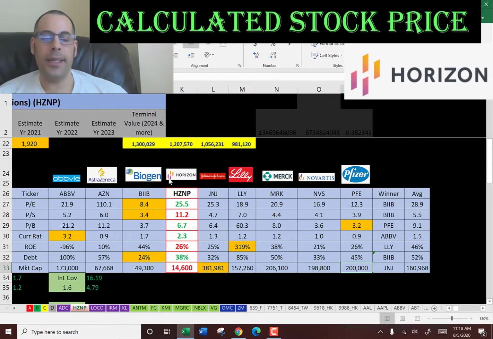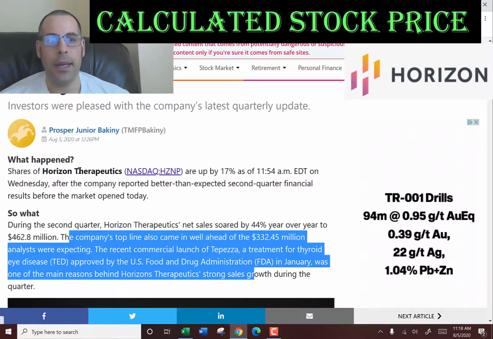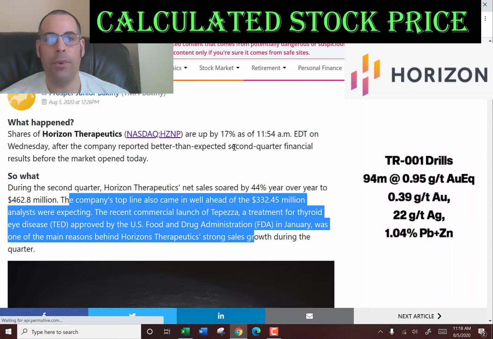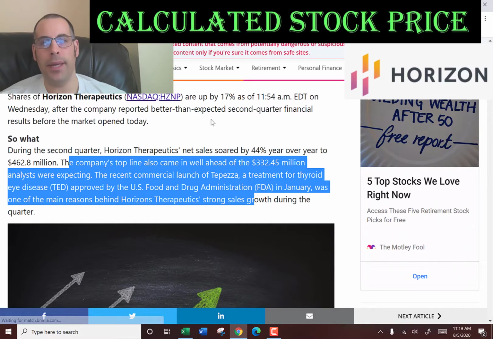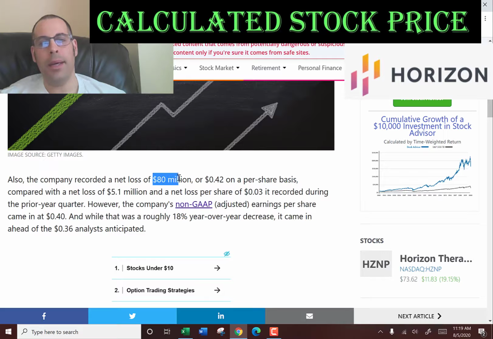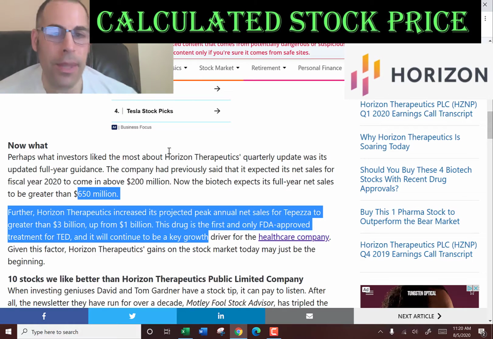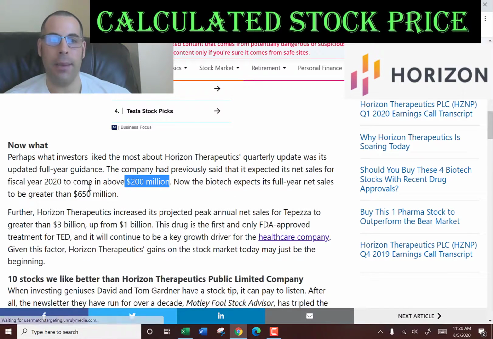So it looks like the stock is headed for lots of big gains this week, and I'll show you why. This is today's article on this company, and they're saying Horizon Therapeutics reported better than expected financial information. The best way to get big stock gains is to beat the expected results. And it's kind of crazy because the company recorded an $80 million net loss. The reason is that last quarter the company projected $200 million of revenue for 2020, and it just recently updated that number to $650 million. So investors are really excited about this big growth.